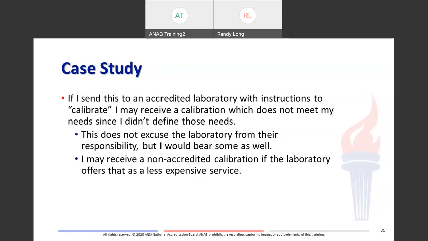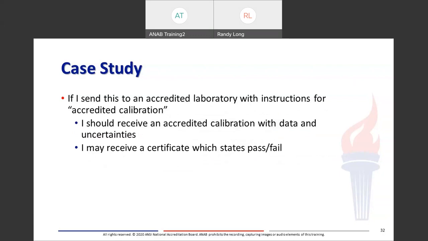I may receive a non-accredited calibration if that laboratory offers that as a less expensive service. If I send this to an accredited laboratory with instructions for accredited calibration, I should receive an accredited calibration with data and uncertainties. I may receive a certificate which states pass or fail.